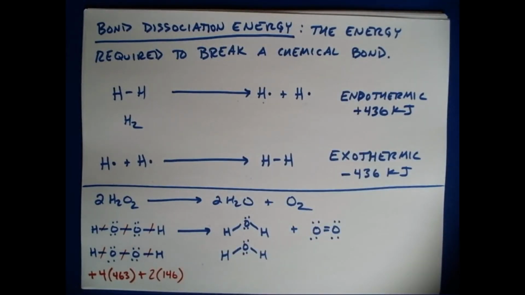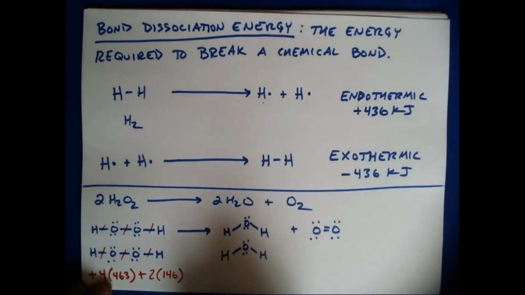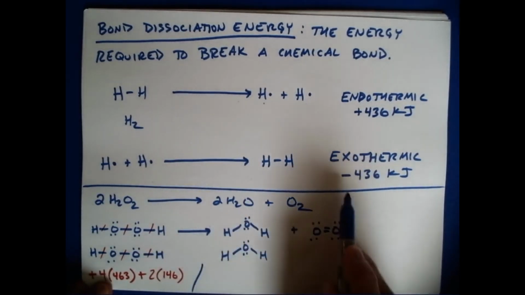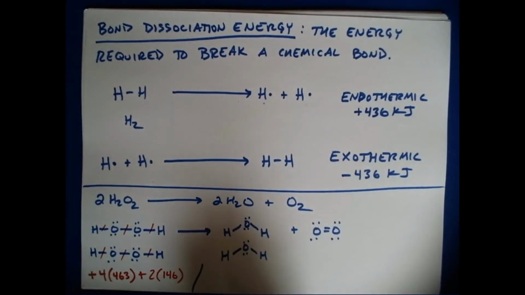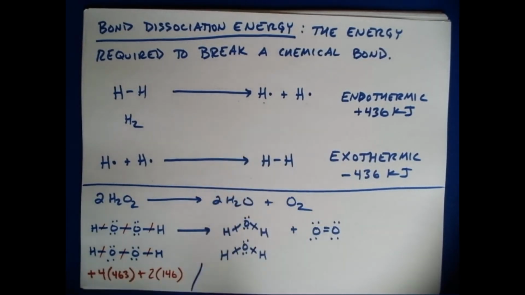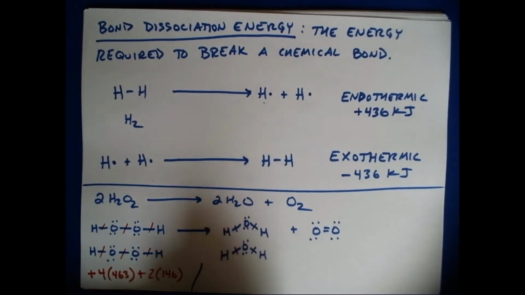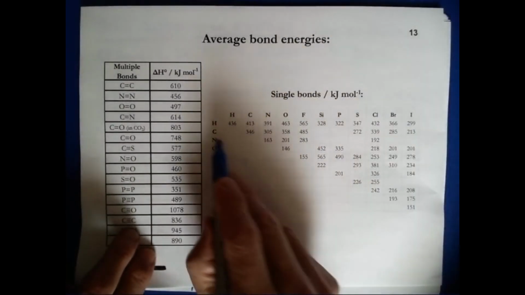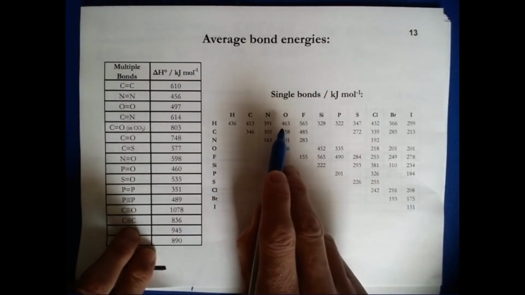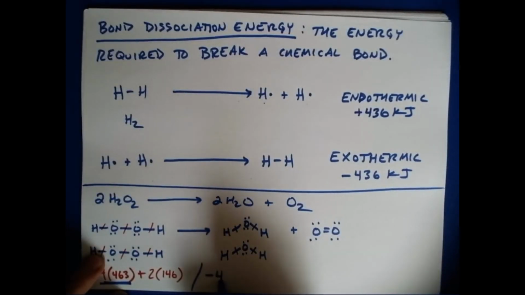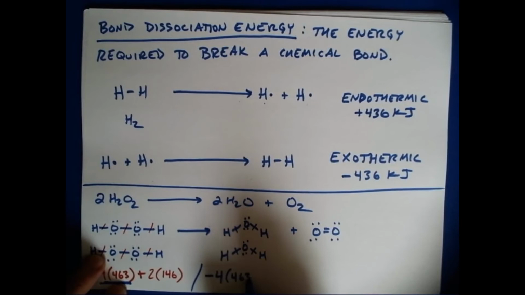Now on the other side, we're going to make all of these bonds. So on this side, this is going to be exothermic. All of these are going to be negative. So it looks like I have 1, 2, 3, 4 OH bonds. We already showed over here that the OH bond is 463. Just to remind you, OH single bond on average is 463 kilojoules. So we're going to have a negative 4 times 463.